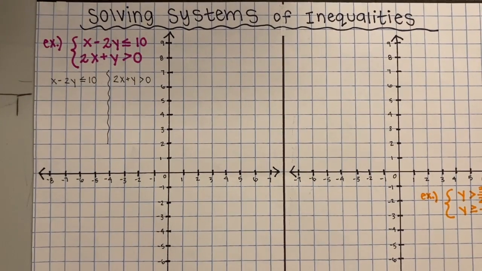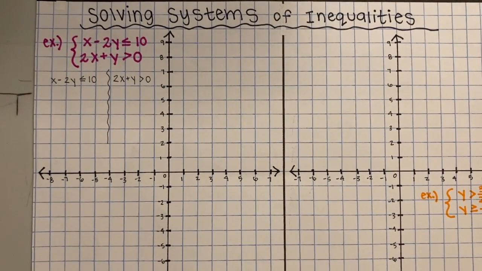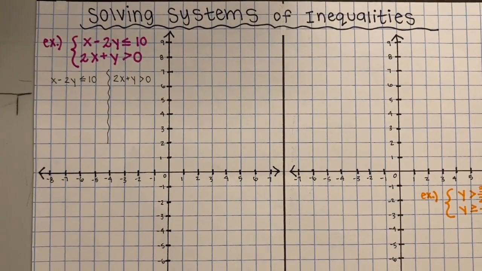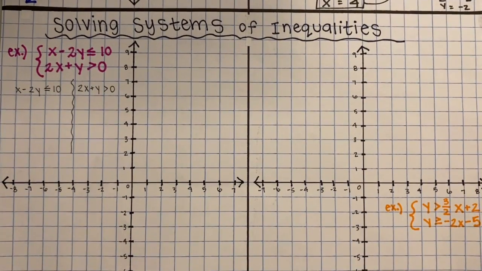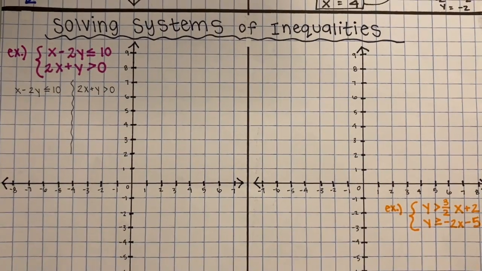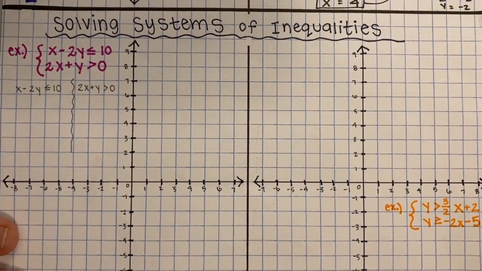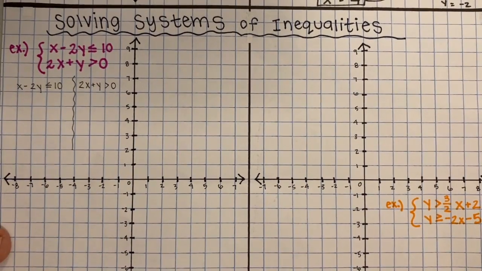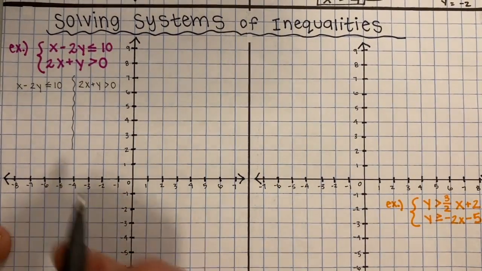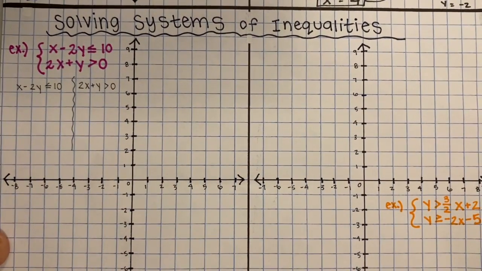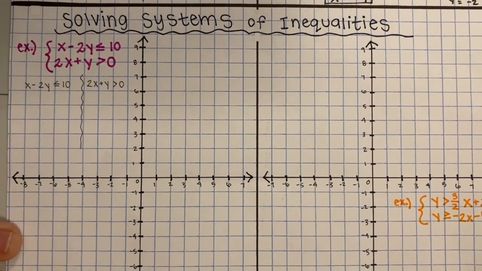When we are solving systems of inequalities, we are going to put this onto a graph. I need to know how to graph an inequality. I prefer to work with my equation or inequality in slope-intercept form. So in order to graph this system of inequalities, I'm going to put both of these inequalities into slope-intercept form.